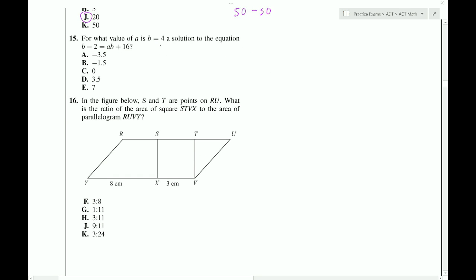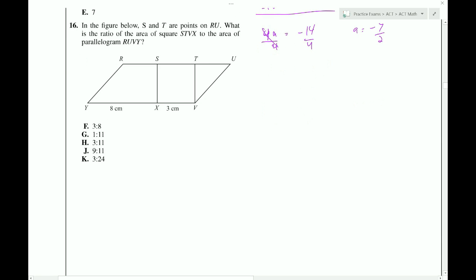For what value of a is b equal 4 a solution to this equation? b minus 2 is ab plus 16. So if b is 4, I could plug that in for b. So here I get 4 minus 2, and here I have basically 4a. Of course, 4 minus 2 is just 2. And then I could subtract 16 from both sides. And so I get 4a is equal to negative 14. Divide by 4, and I find a is equal to negative 7/2, which is negative 3.5 as well.